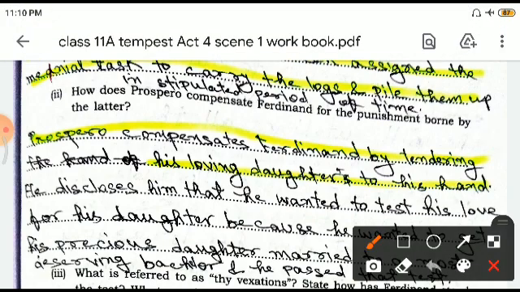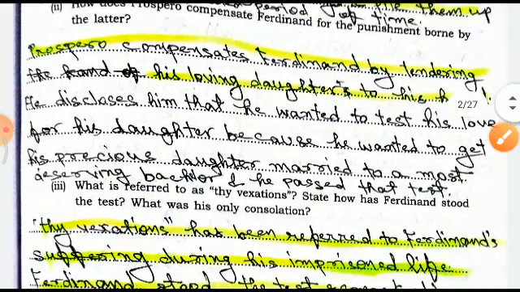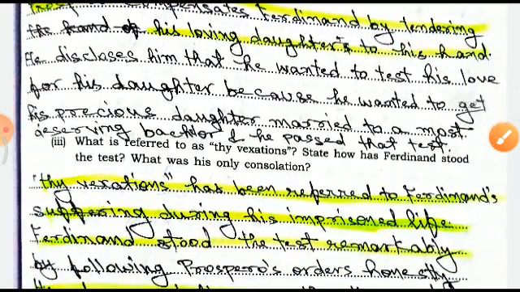See the first one, to compensate by tendering his hand first. Second, disclose that he wanted to test him, and marry her to the most deserving bachelor, which is the virtue of the father. So these are the three keywords which we are looking for. Now the third point, the vexations, what is referred to as thy vexations, right?